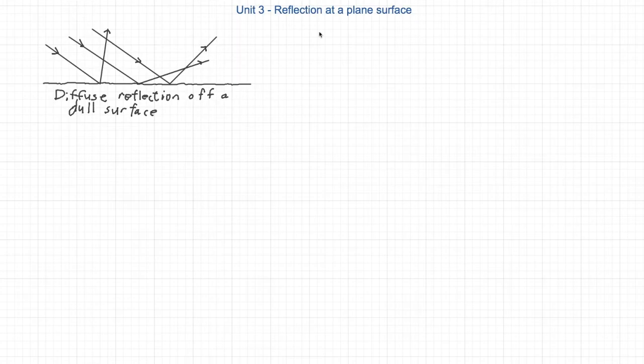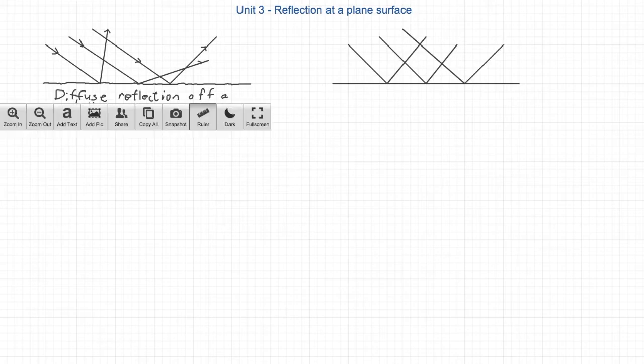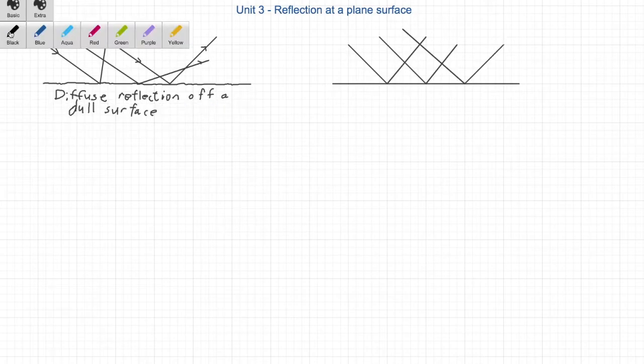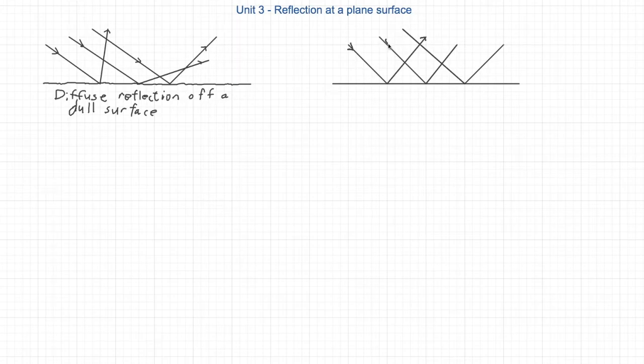Now let's contrast that with a reflection off a smooth surface. Now, when a light ray hits this surface and it bounces off, and another light ray hits the surface at the same angle, it bounces off at the same angle. And so here you will get a nice, sharp, distinct image because all the light rays that are reflected off the surface go in the same direction. This is called specular reflection, not spectacular, specular.